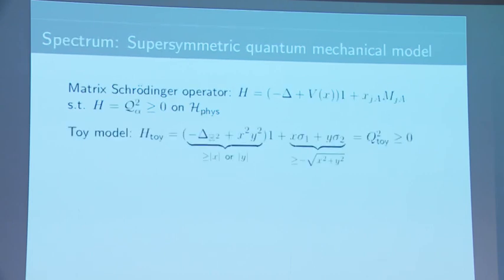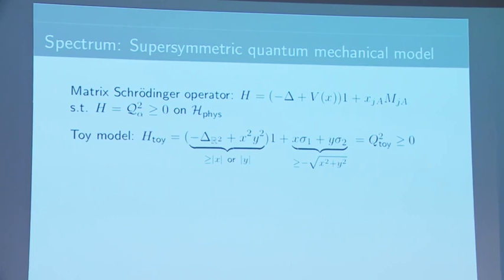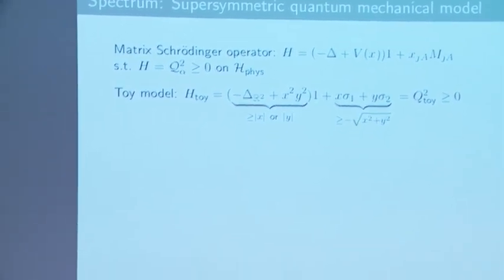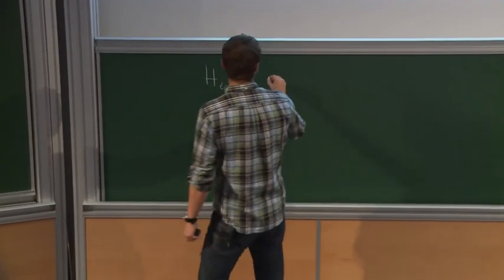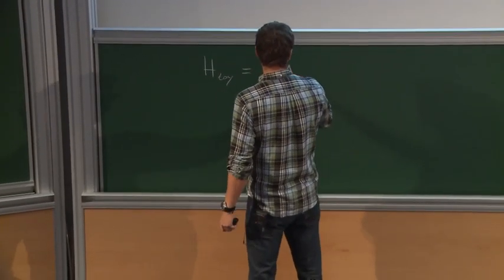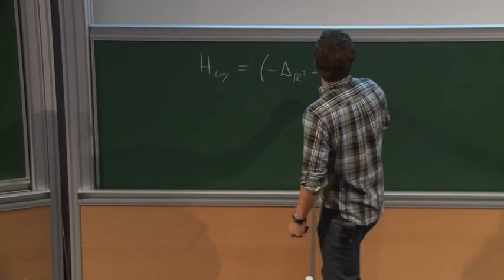There is also in this case a toy model. So essentially it's this bosonic toy model with an additional piece. So maybe it's useful to write it down. So this is the supersymmetric toy model.